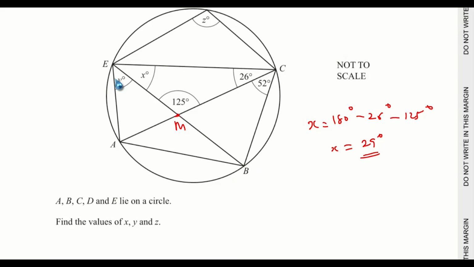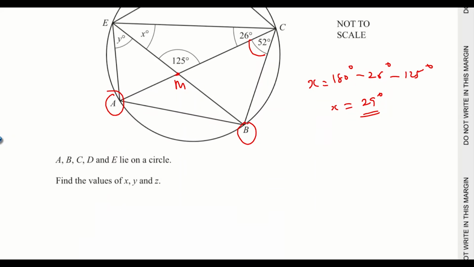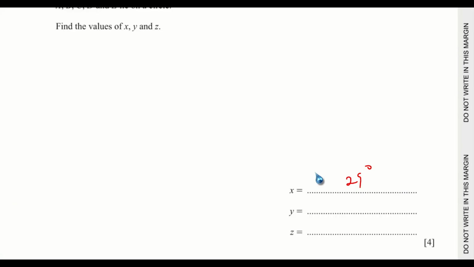Y is here, inside this triangle AEB. There's nothing we can use here directly, so let's apply a theorem. This angle Y comes from this arc AB. If you look at this angle C, this particular one, 52 degrees, it also comes from the arc AB. So angles Y and 52 degrees both come from the same arc. For this reason, they are angles in the same segment, and angles in the same segment are equal. So I can say Y is equal to 52 degrees.